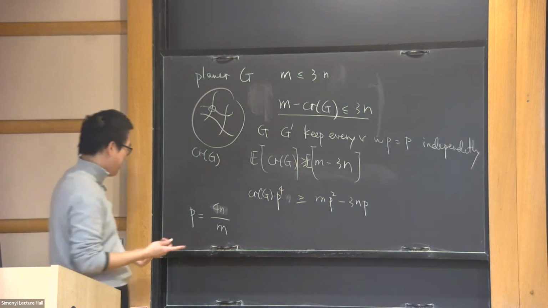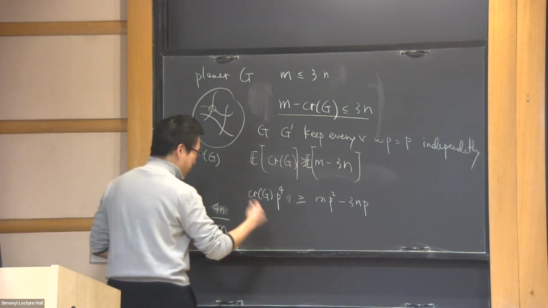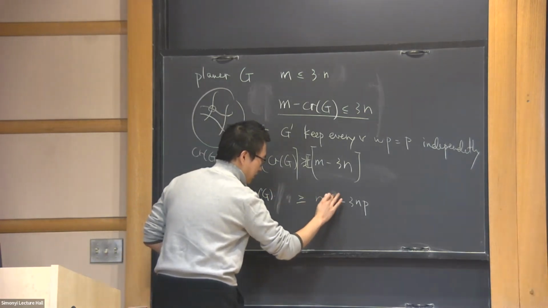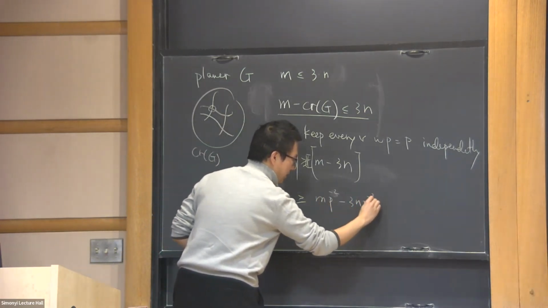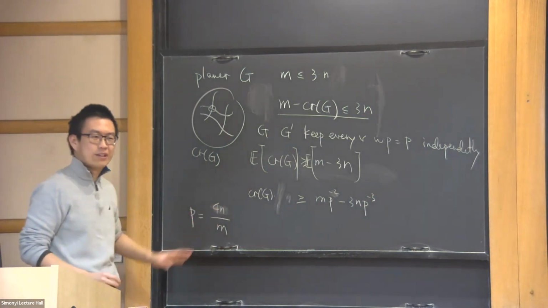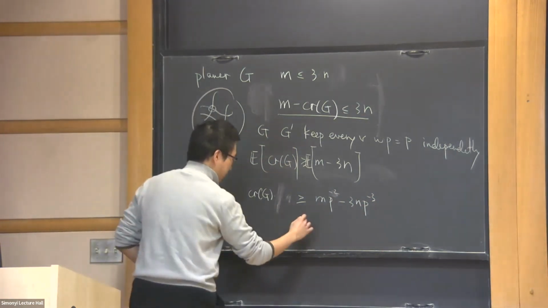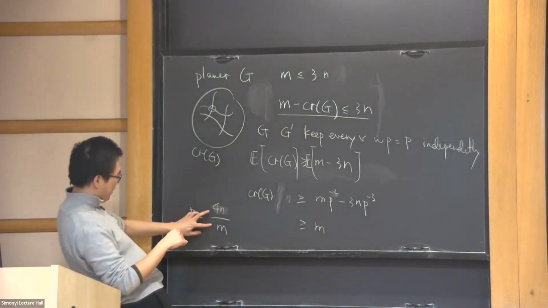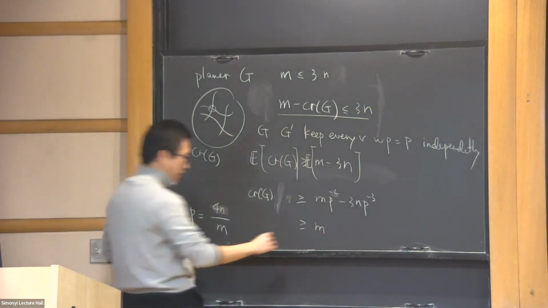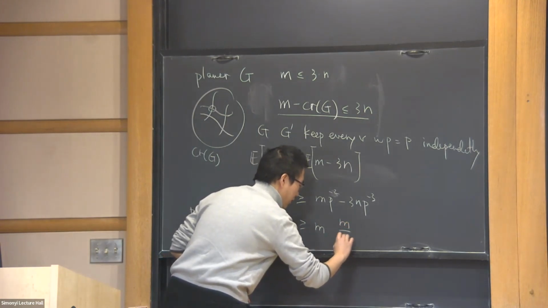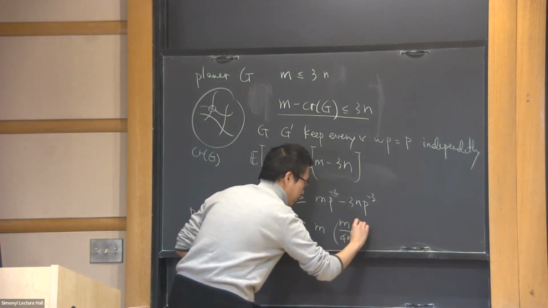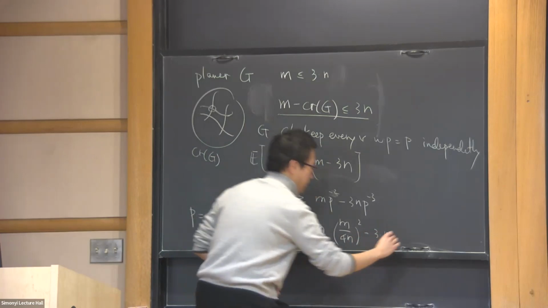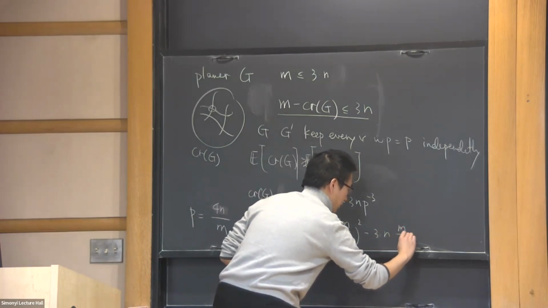Okay, let's maybe do the calculation throughout that. So let's say this is minus 2, minus 3, right? Divided by p to the 4 on both sides. And what this is, n times p to the minus 2, and p is 4n over m. So it's m over 4n squared. And this is minus 3 times n times m over 4n cubed.